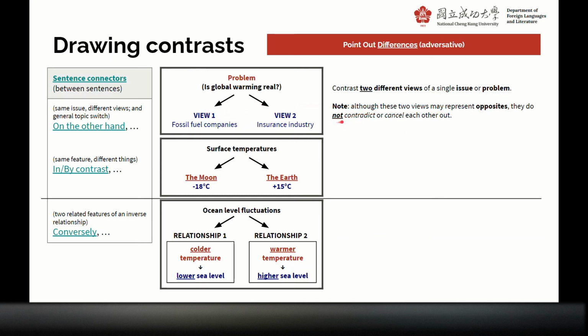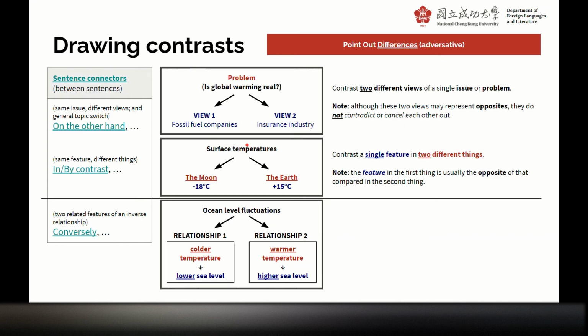So they may not necessarily be opposites. They don't have to be complete black and white opposites. They could be kind of this gray area where they're not really completely opposite. And "on the other hand" is a good way of transitioning between those 2. If you're talking about something with the same feature, which is the temperature on 2 different things, you can use "in contrast" or "by contrast."